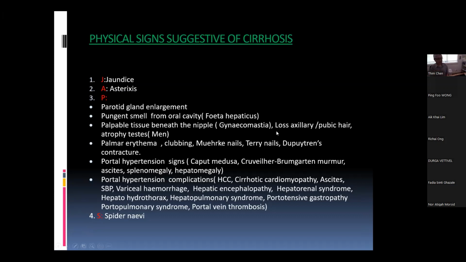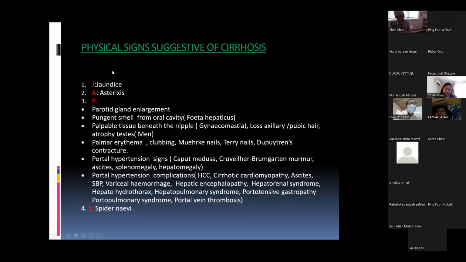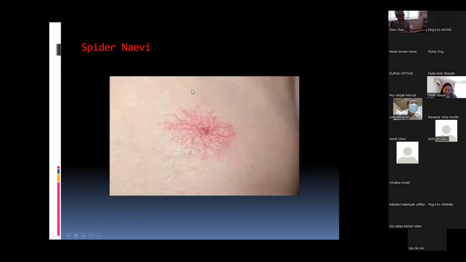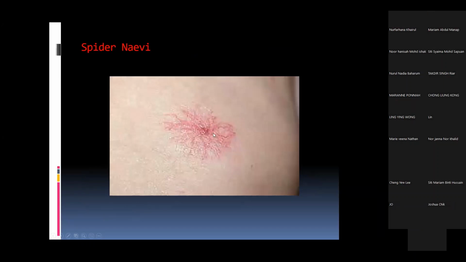Then we try to palpate the breast tissue. About 10% with palpable tissue is gynecomastia. P is also for palmar erythema, and then other associated liver signs in the upper limb as well. And then portal hypertension signs and portal hypertension complications. And S for spider nevi. So JAPS is a mnemonic suggestive of cirrhosis, which you can apply when you look at patients under clinical findings. Spider nevi are very specific, one of the most specific signs for cirrhosis of the liver.